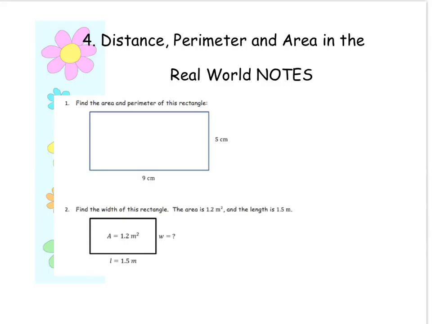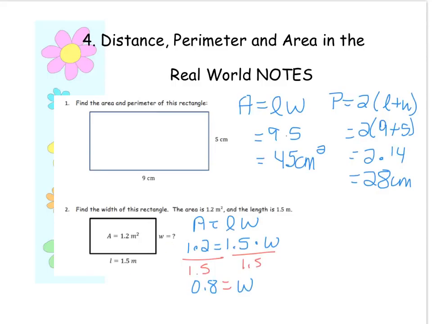Alright, these first two warm-ups I believe you should be able to do after the last couple of assignments. So can you please pause the video and let's see what you know about finding the area and perimeter of a shape and working backwards to find the width, and then come back and check your work. Alright, let's see how we match up.